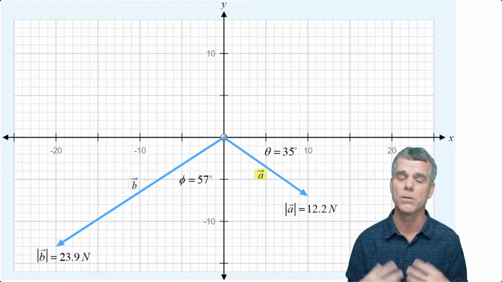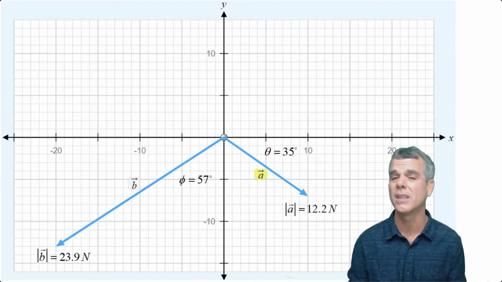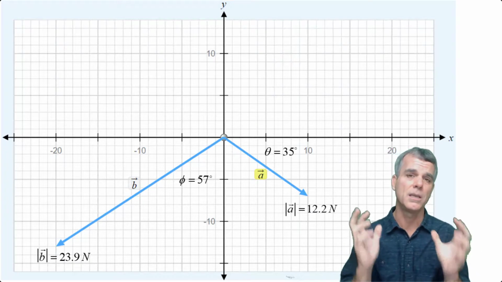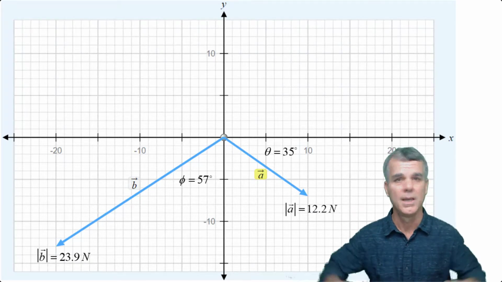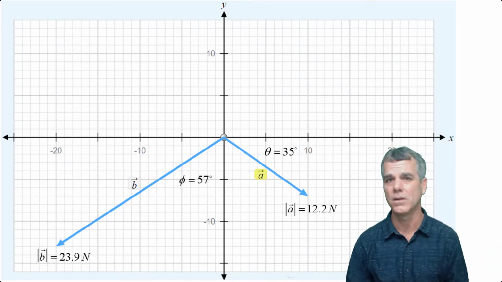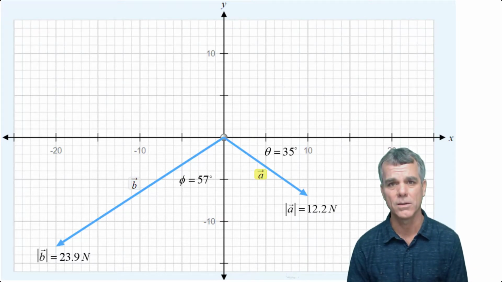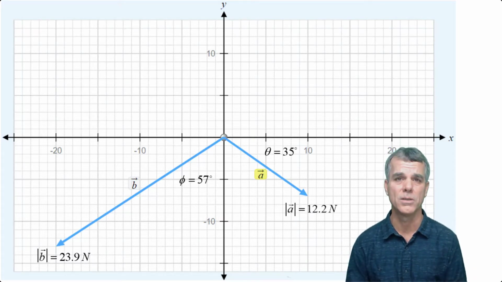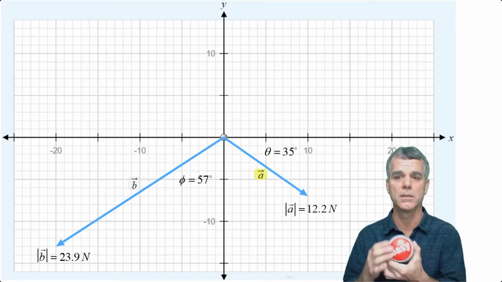If there were 3 or 4 or 5 vectors, nothing about this changes. Calculate the x and y components of each vector, add all the x components together, add all the y components together, and then just calculate the magnitude and direction of your sum. That really is all there is.